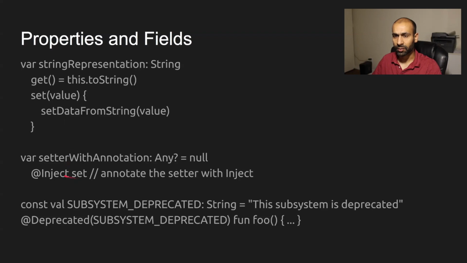In that case, if this value gets set by some framework, we declare the field here and then we say set, and then we say at inject, so that the value could be injected. There is also the concept of compile time constants. At compile time only, they would be substituted. We could declare compile time constants by calling const val and declaring those constants.